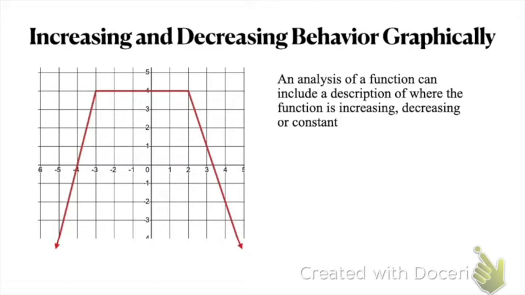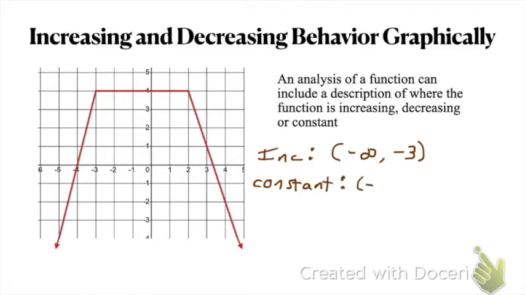This graph has all three things happening. And if we look at our graph, we are increasing as we come in from negative infinity all the way till negative 3. So if we're doing notation, we are increasing from negative infinity all the way until negative 3. We are constant on the interval from negative 3 all the way to positive 2. From that distance, we're staying at positive 4 the entire time for our y value.